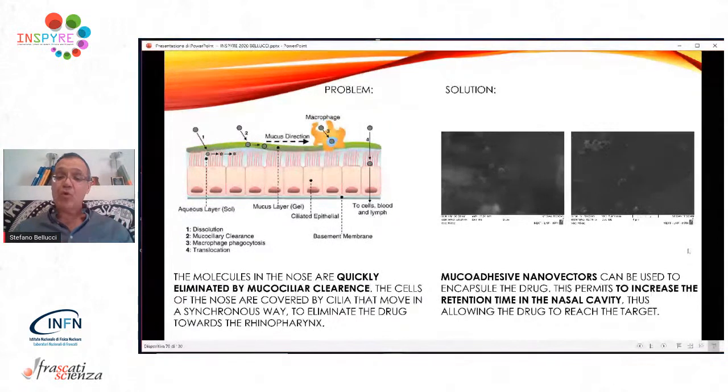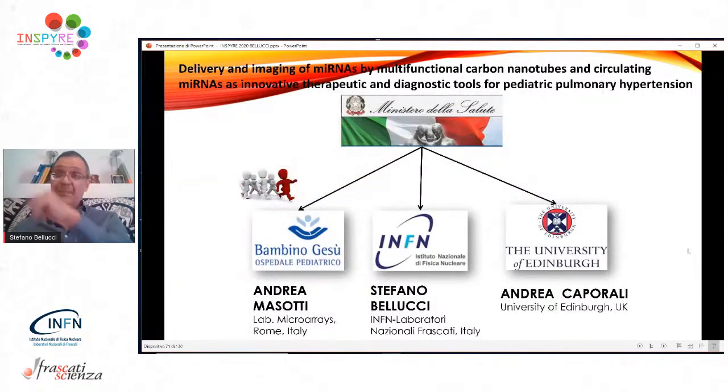That's why we decided to use mucoadhesive nanovectors, the solution we practiced last year, encapsulating a drug. We use dopamine, and that allows to increase the retention time in the nasal cavity. So that allows the drug to reach the target. This is an example of drug delivery we successfully achieved with the financing of the Italian Ministry for Health, 2011-2014, in collaboration with the Rome Pediatric Hospital called Bambino Gesù.